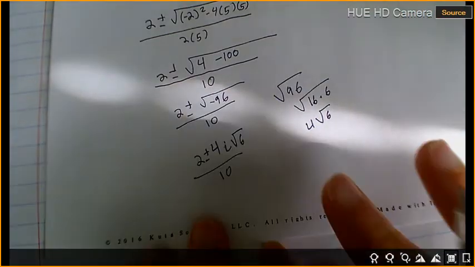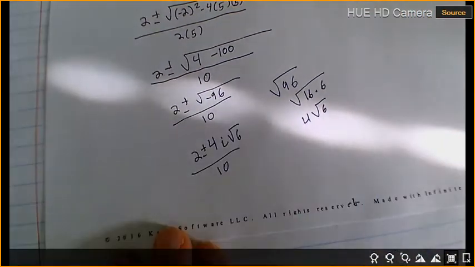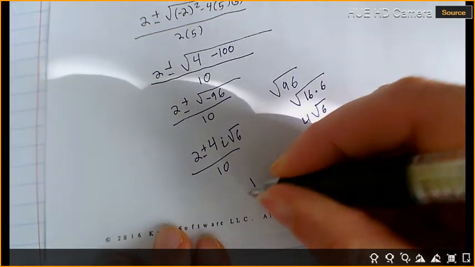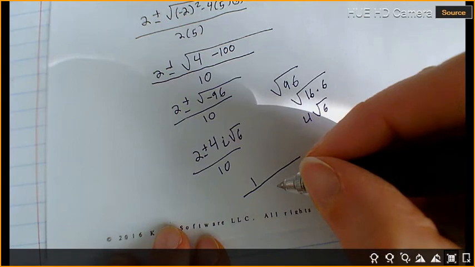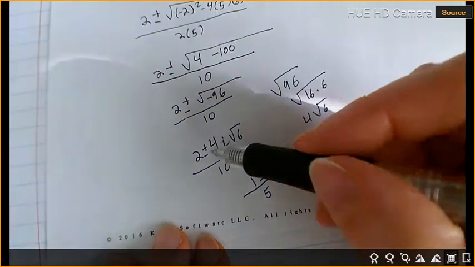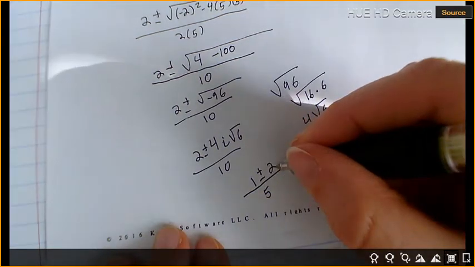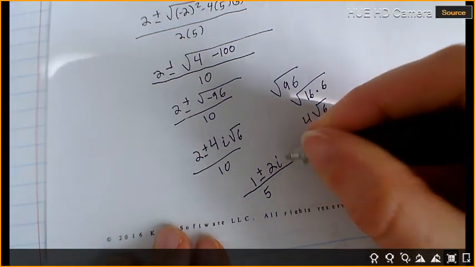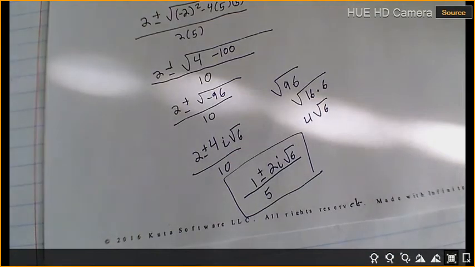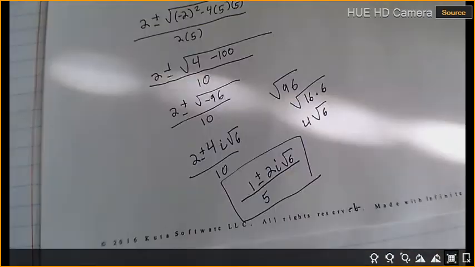And now we just need to reduce. 2 over 10 becomes what? 1 over 5. Good. Plus or minus 4 divided by 2 is just 2i square root 6. So that's my answer. 4 over 10 reduces to 2 over 5. 2 over 5.